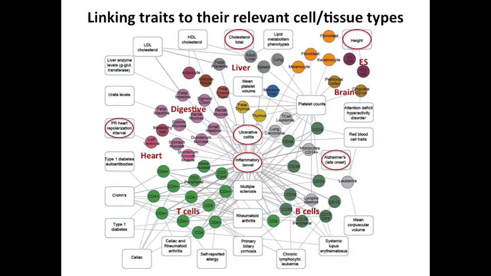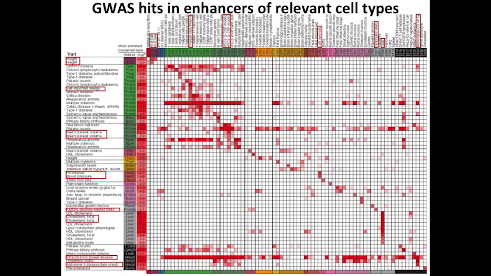Blood pressure falls in heart, cholesterol falls in liver, and a bunch of stuff falls in brain, and Alzheimer's disease. Where would you expect Alzheimer's disease to act? Brain, right? Well, the data seems to disagree. It seems to act in monocytes. And if we go back to our data, Alzheimer's disease has no enrichment in brain. Instead, it has an enrichment in CD14 plus T cells and some enrichment here in immune cells.